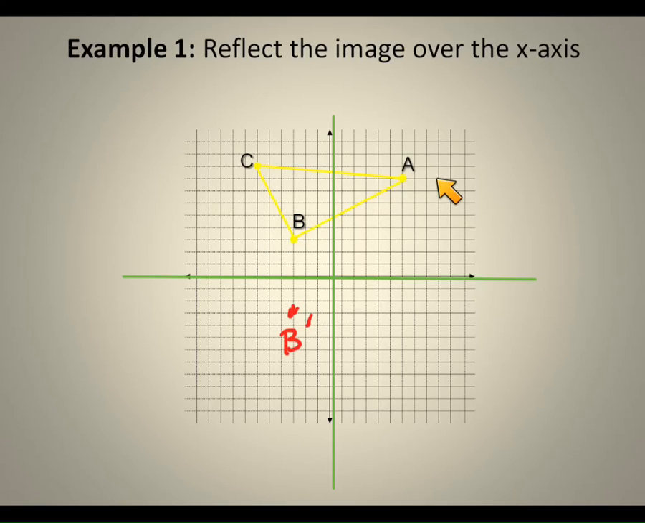Do the same thing for A prime. It looks like it's 1, 2, 3, 4, 5, 6, 7, 8 units above the x-axis, so I need to go 8 units below, because that's the line I'm folding it over. 1, 2, 3, 4, 5, 6, 7, 8.